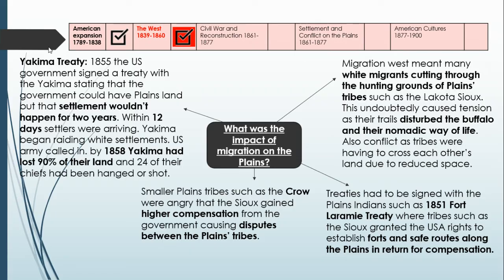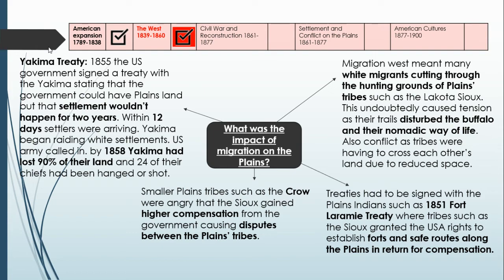The Yakima then began raiding white settlements because they were understandably angry, and the US Army were called in. By 1858, the Yakima had lost 90% of their land and 24 of their chiefs had been hanged or shot. So we can clearly see the US government make this treaty. They don't follow the promises that they've outlined, and actually they then use violence against the natives.